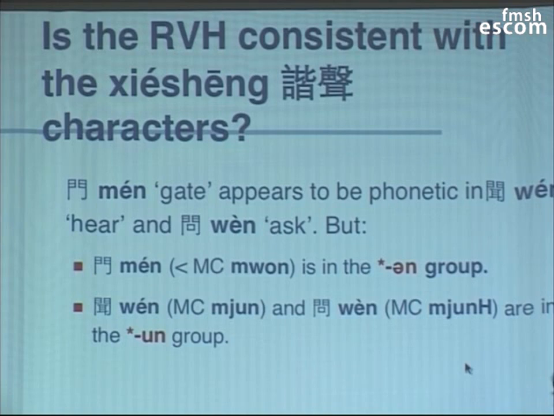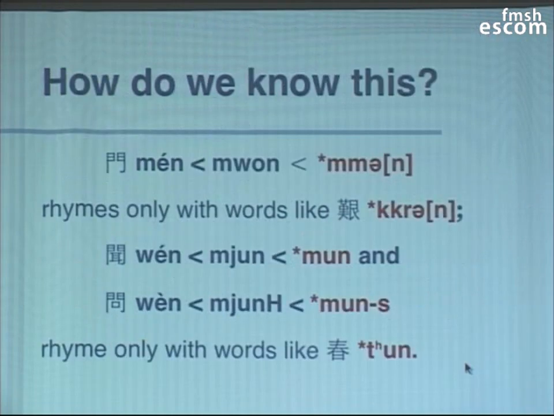But for us, there is a problem, because mun is a schwa-in word, and one and one are un words. Okay, now let me show you why we believe that.